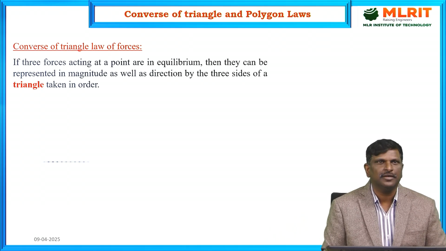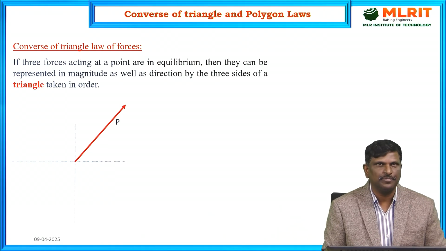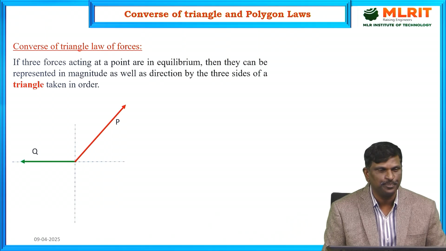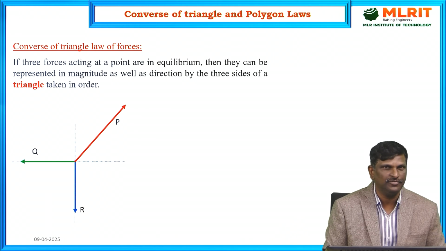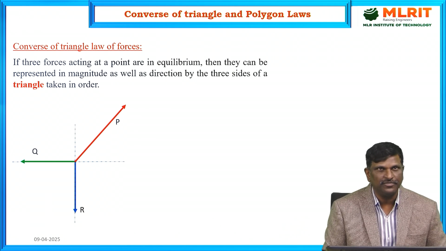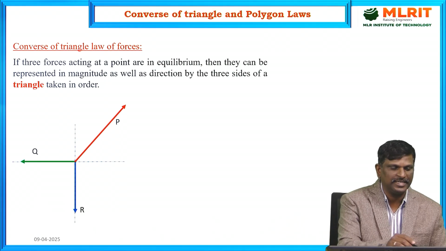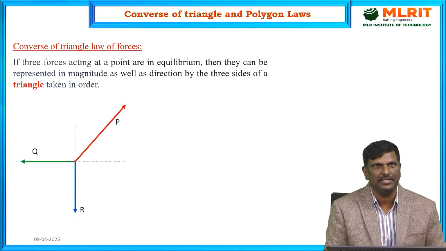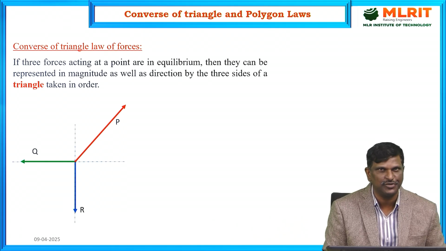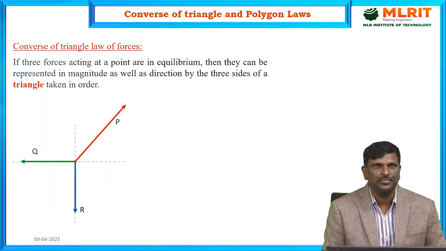Let us see, three forces acting at a point, the three forces are P, Q and R. Now, the body is under equilibrium by the action of these three forces. The converse of triangle law of forces states that if three forces acting at a point are in equilibrium, then they can be represented in magnitude and direction by the three sides of the triangle taken in order.